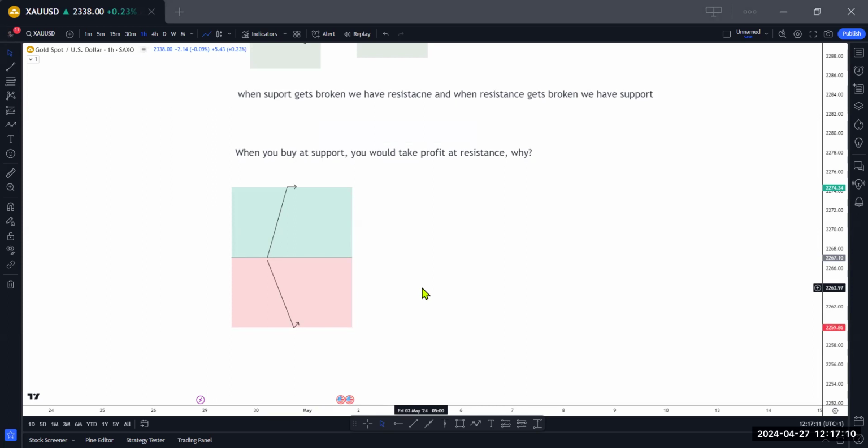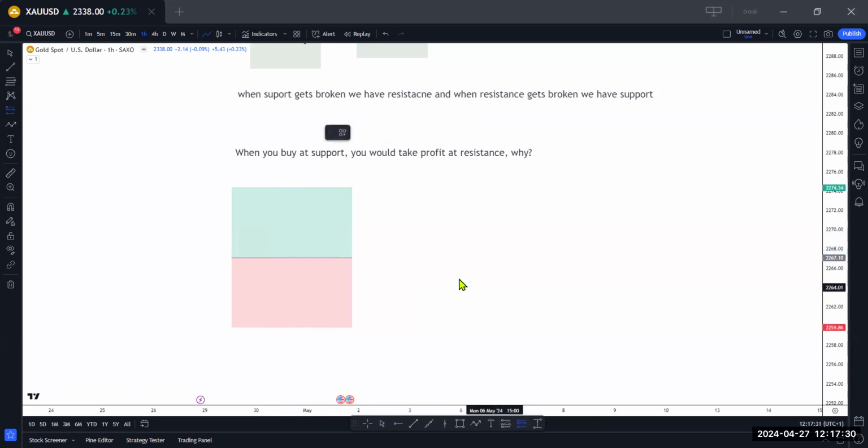And remember, where do we sell? We sell at resistance. So when you buy at support, you would take your profits at resistance, or the market will take your stop loss out at another resistance. Don't know if that makes sense. Why? Because market moves by buying and selling.